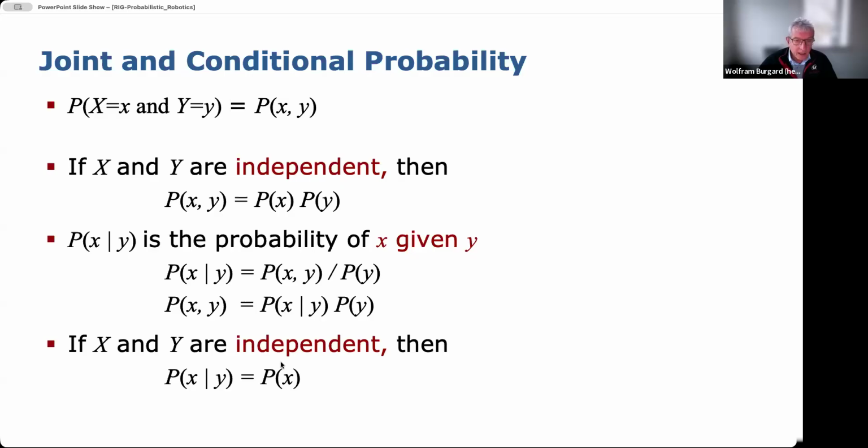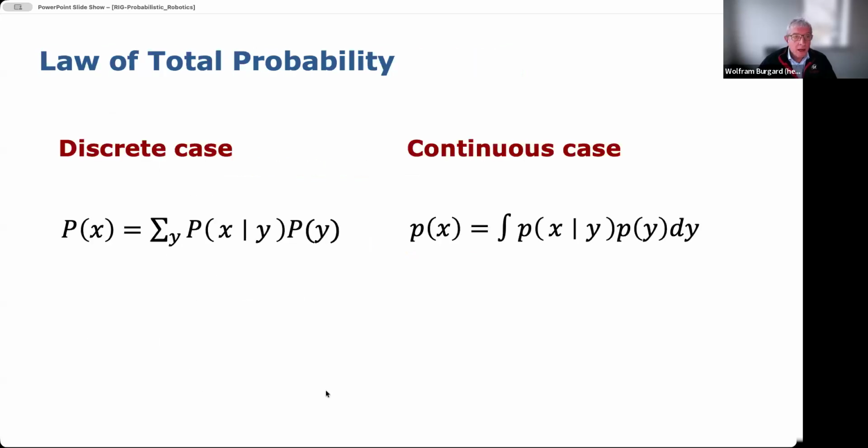And in fact, if x and y are independent, then y doesn't provide any information about x, then P of x given y equals P of x. There's a few further laws that you can derive from this. One is the so-called law of total probability. P of x is a sum over all y, P of x given y times P of y, which is frequently used when you have, for example, multidimensional tables to evaluate the probability of x given joint probabilities. So this is what you find in tables, and you can have the very same in the continuous case.